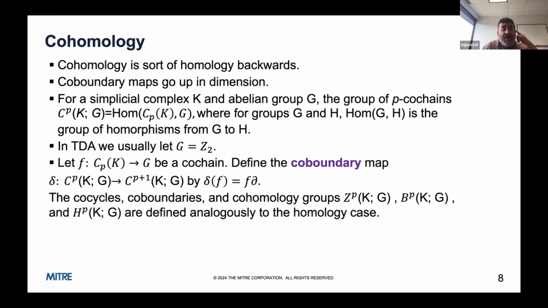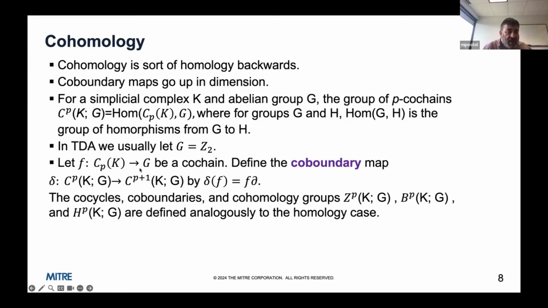All right, so cohomology now. That's sort of homology backwards. The maps go up in dimension. And the way you get it, instead of chains, you talk about cochains, which are homomorphisms from a chain group to some other group. And you're usually going to make this actually a ring. In topological data analysis, usually it's Z2. It'll be the integers in a more traditional algebraic topology class.